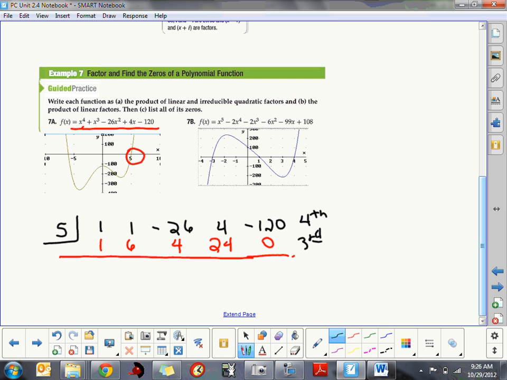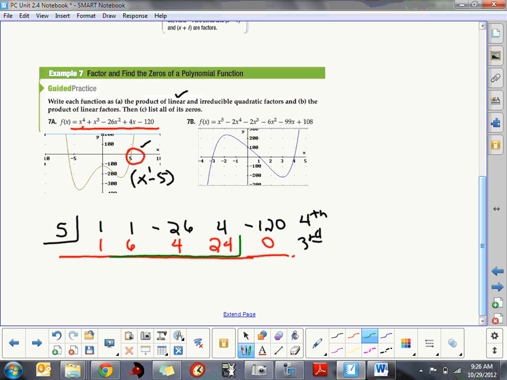So I've just assured that 5 is a 0, and its related factor then is x minus 5, because eventually we want a product of linear factors. It's linear because it has a power of 1. So now I'm going to look for another linear factor.